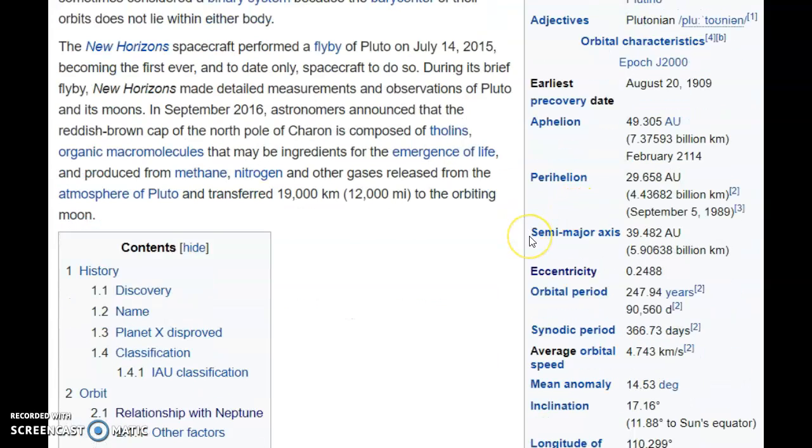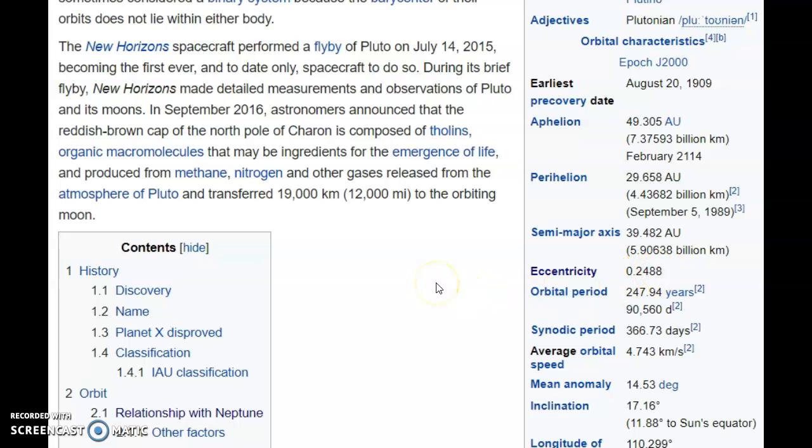Okay, here is the semi-major axis, 39.482 astronomical units. 1 astronomical unit is the average distance between Earth and Sun. So that means that Pluto is approximately 39 times further out from the Sun than the Earth, so quite a bit, of course. And then this is the eccentricity, 0.2488.